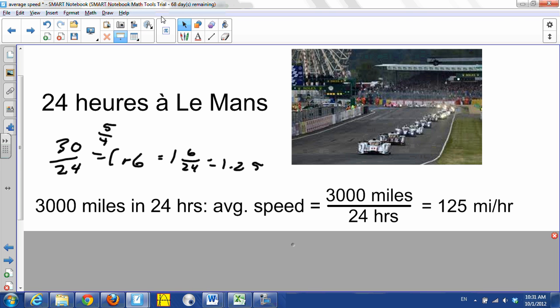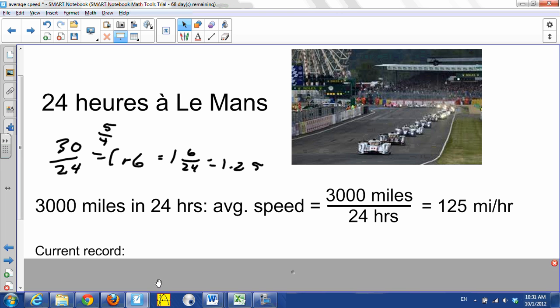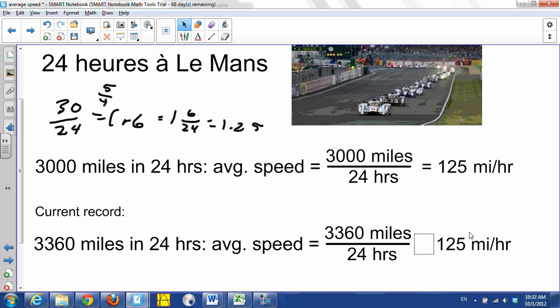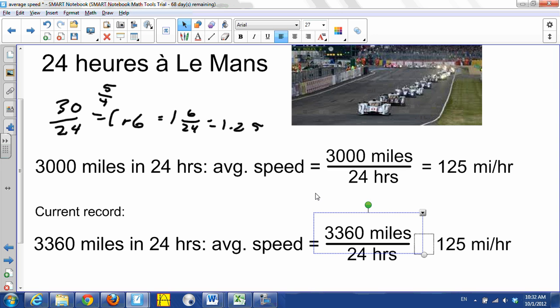Well, the current record for Le Mans is 3,360 miles traveled in 24 hours. Now, obviously that's not the same speed because they traveled further. 3,360 miles is further than 3,000 miles. So the simple question I'm asking you, I'm not asking you to tell me what the average speed was. You could find that pretty easily. But is the average speed more or less than 125 miles per hour?